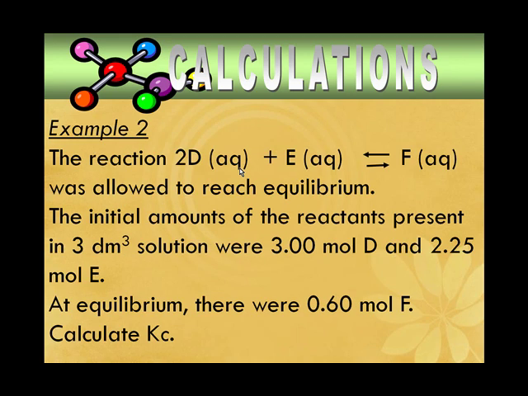Example 2, the reaction 2D plus E to give you F was allowed to reach equilibrium. The initial amounts of the reactants present in 3 dm cube solution were 3 moles of D and 2.25 moles of E. At equilibrium, there were 0.60 mole of F. Calculate Kc.